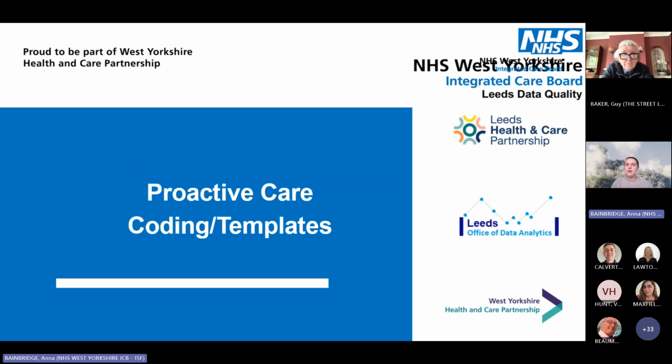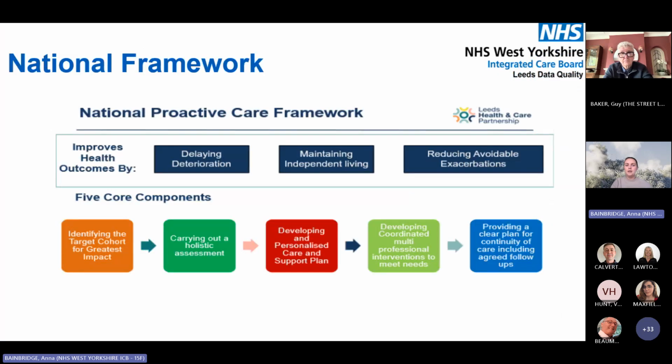It's quite comprehensive guidance that includes information on what the scheme involves, and a breakdown of the 3 targeted cohorts, so group 1, 2, and 3. I'll show you on this page here. It's based on the national proactive care framework, so we're looking at the 5 core components: identifying the target cohort, carrying out a holistic assessment, developing a personalised care and support plan, developing coordinated multi-professional interventions, and then providing a clear plan for continuity of care.